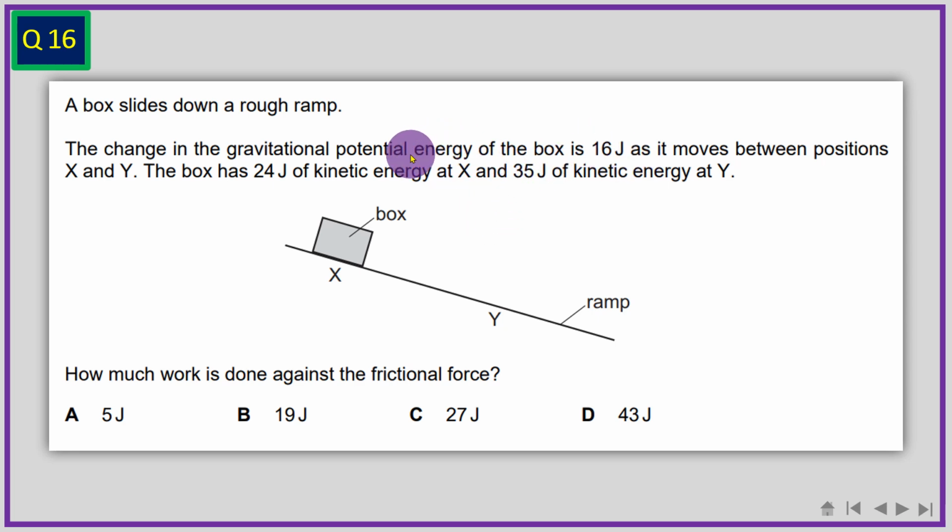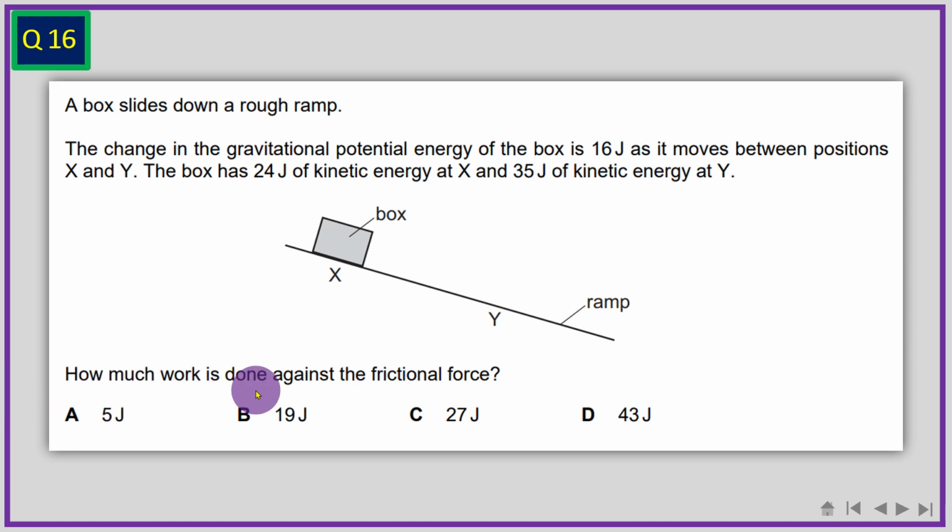So we have been told that the change in gravitational potential energy is 16 joules as it moves between the positions X and Y. The box has 24 joules of kinetic energy at X, so it is already in motion, and 35 joules of kinetic energy at Y. So its speed is obviously increasing. So the gain in kinetic energy can be worked out. It will be the final kinetic energy minus the initial kinetic energy, which is 24. So 35 minus 24 will give us the gain in kinetic energy.